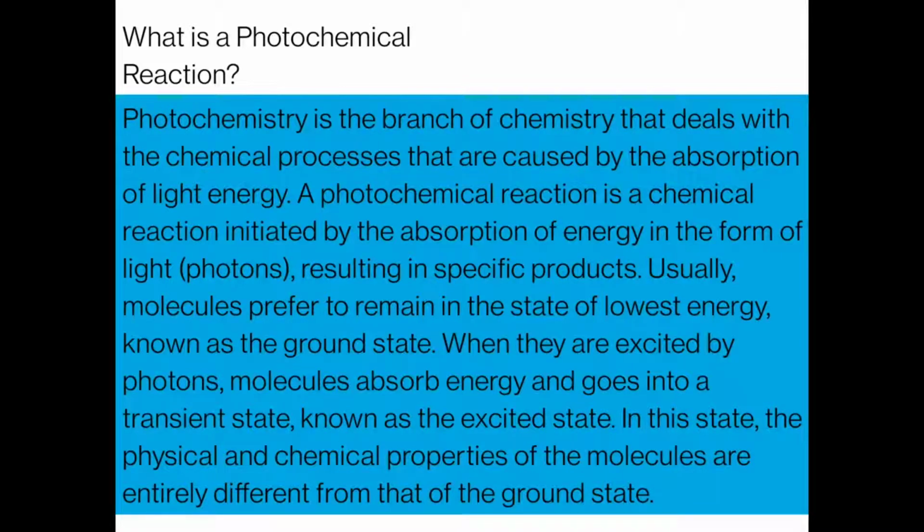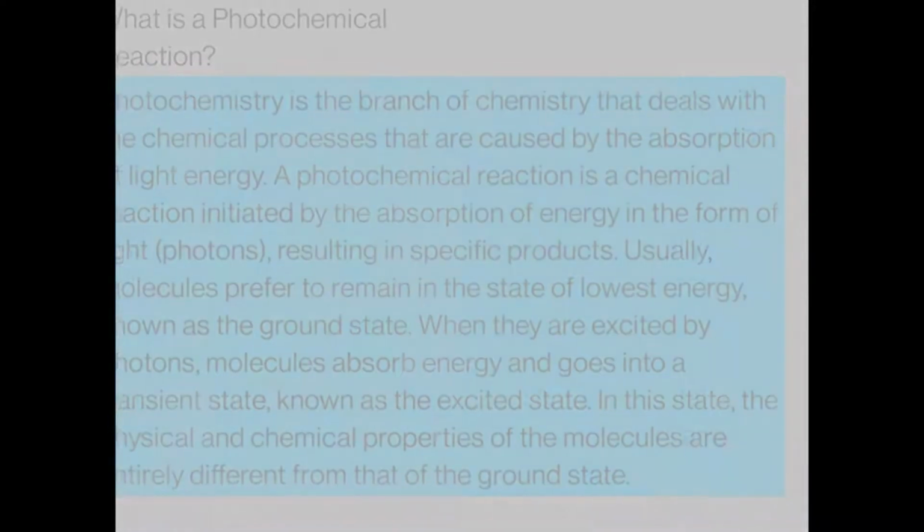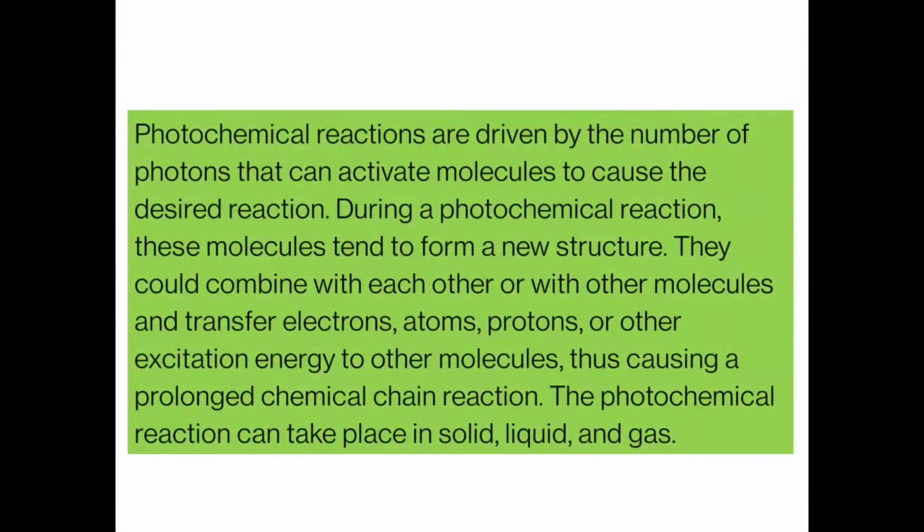When they are excited by photons, molecules absorb energy and go into the transient state known as the excited state. In this state, the physical and chemical properties of the molecules are entirely different from those of the ground state. Photochemical reactions are driven by the number of photons that can activate molecules to cause the desired reaction. During a photochemical reaction, these molecules tend to form a new structure.